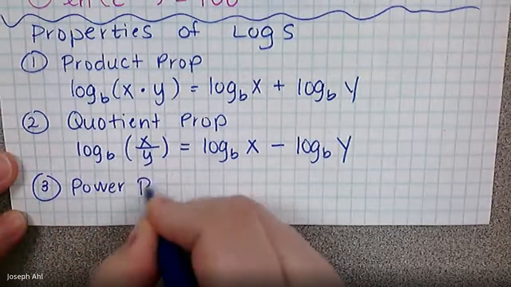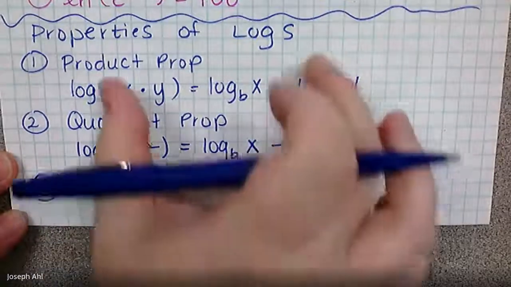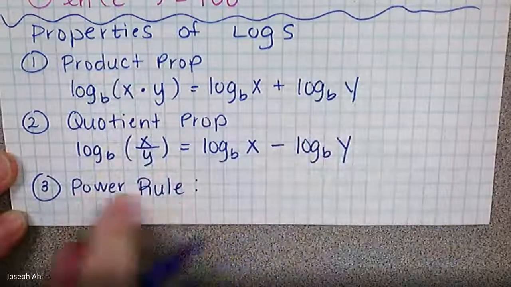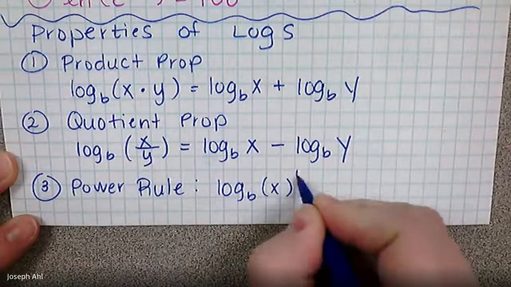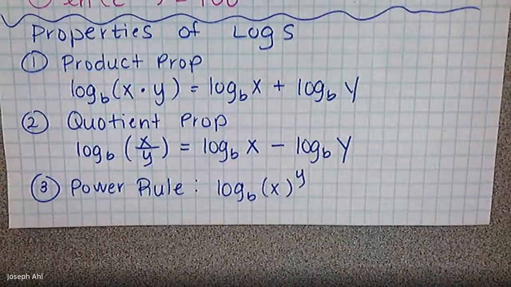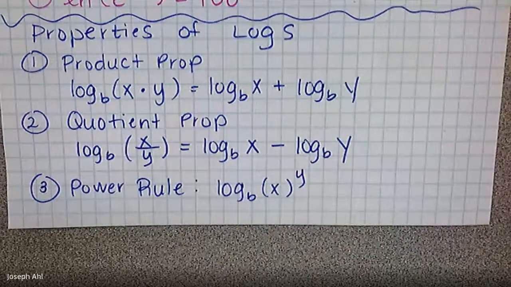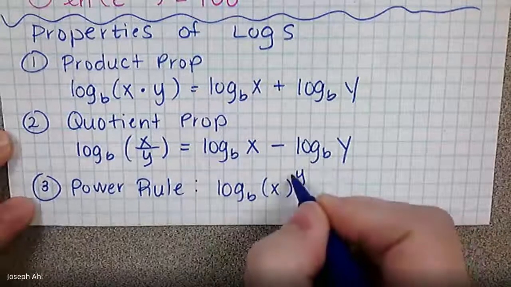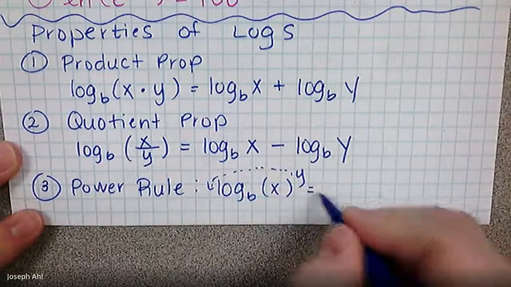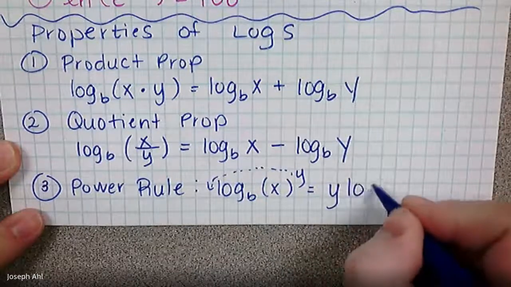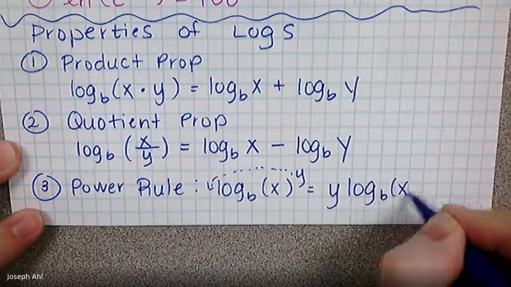And finally, one of the most important rules. I don't want to say that these aren't important, but this one's pretty big to us. It's log base b of x to the y power. This is really the one that undoes exponents for us: you can bring that power all the way to the front of the log and write this as y times log base b of x.